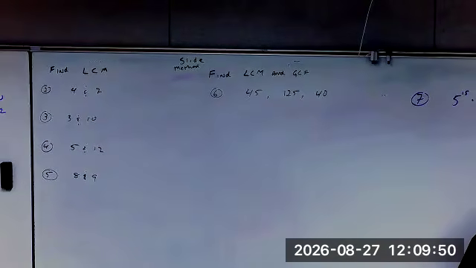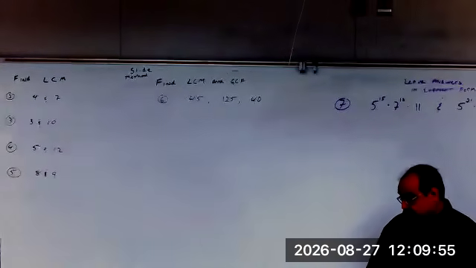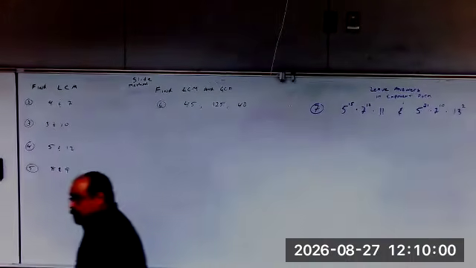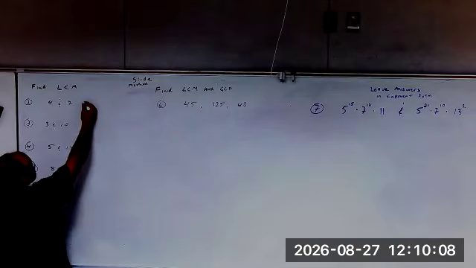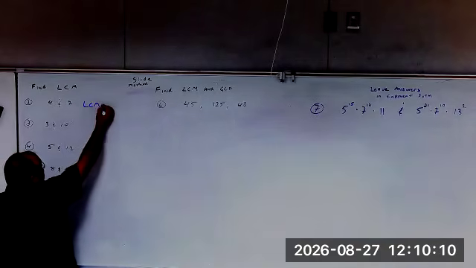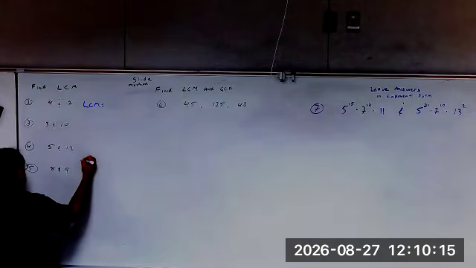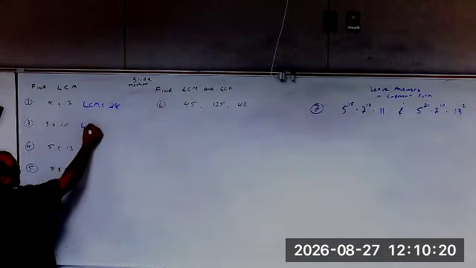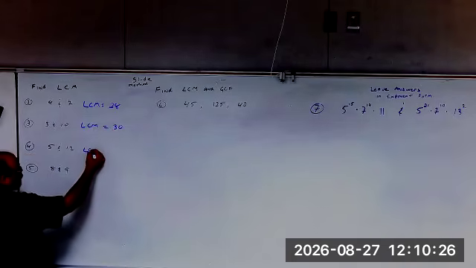So let's just run through this. Hopefully it's pretty obvious. What's the least common multiple for 4 and 7? 28. And the least common multiple for 3 and 10? 30. And the least common multiple for 5 and 20?